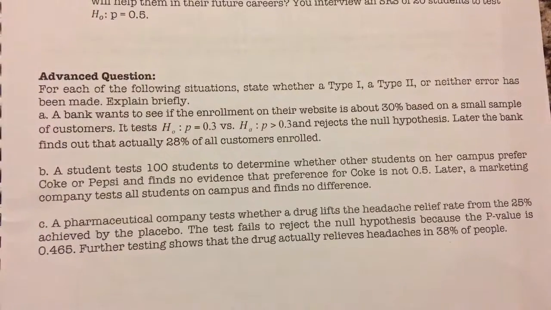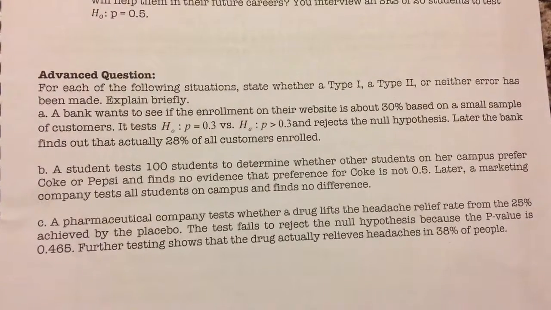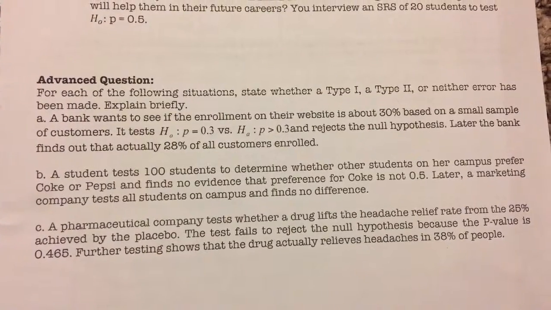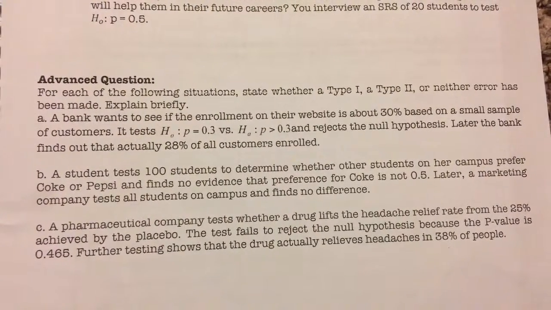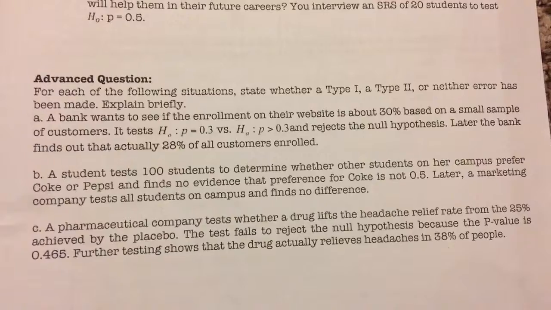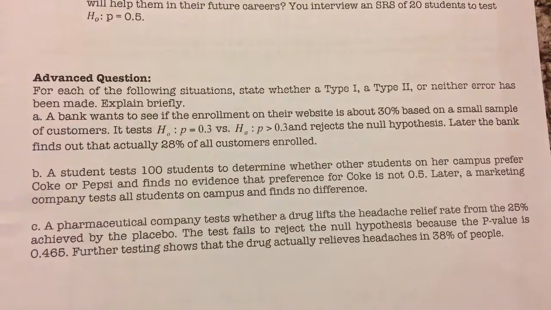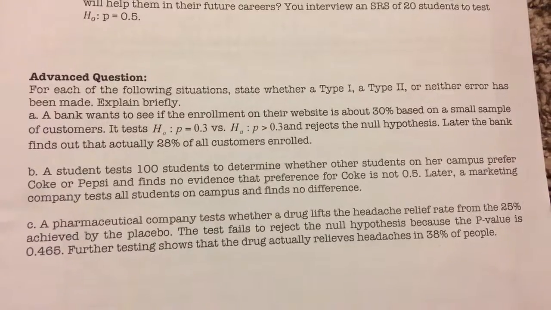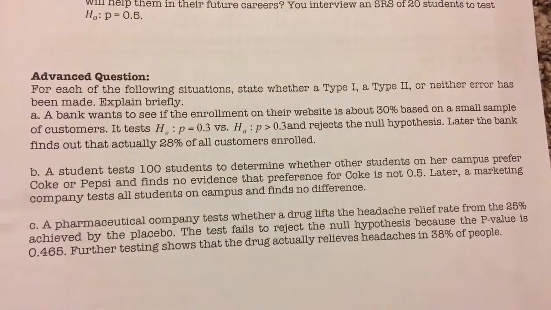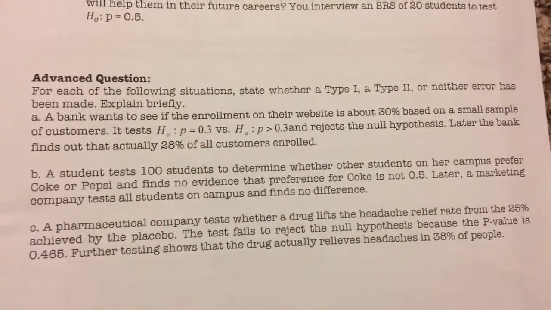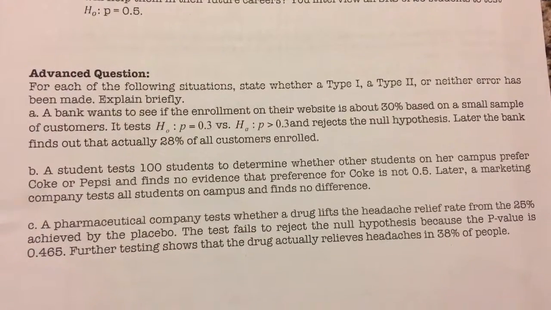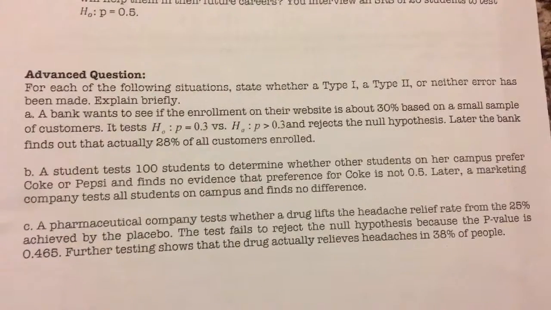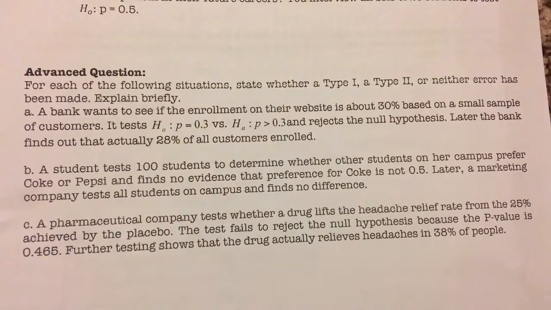Time for my advanced question. For each of the following situations, state whether a Type 1, a Type 2, or neither error has been made. Explain briefly. Part A, a bank wants to see if the enrollment on their website is about 30% based on a small sample of customers. It tests the null hypothesis that p is 0.3 versus the alternative hypothesis that p is larger than 0.3, and rejects the null hypothesis.